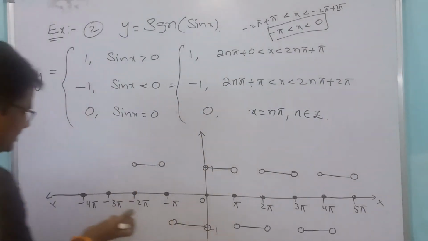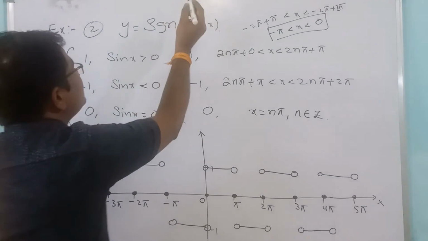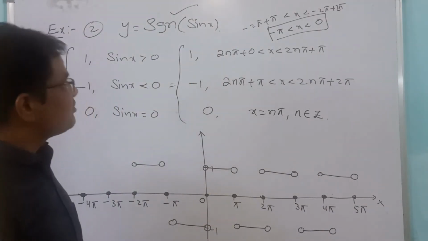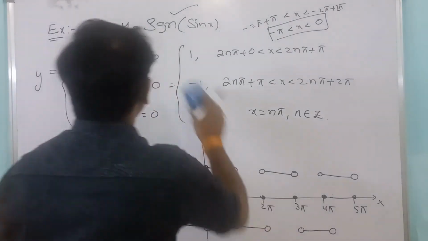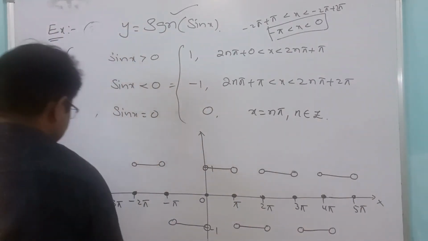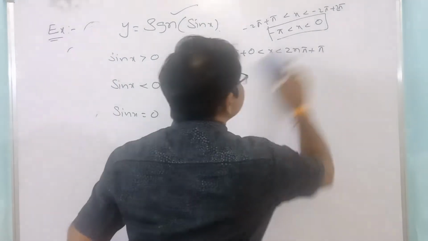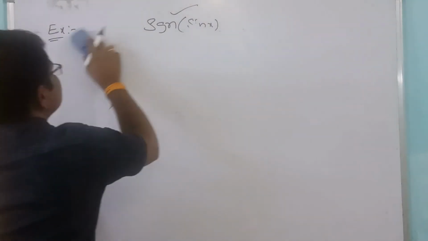So like this, you can take some more values, and you will get the graph of y equal to signum of sin x. Okay, no? Right. This is about y equal to signum of sin x. Now take one more example in the signum function.